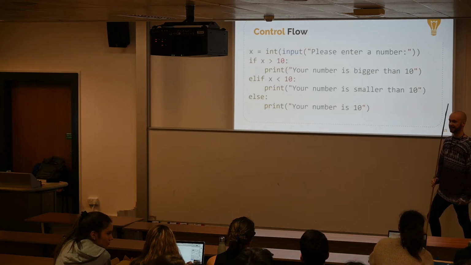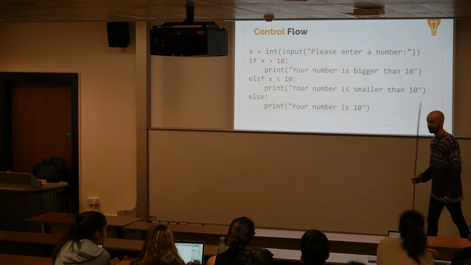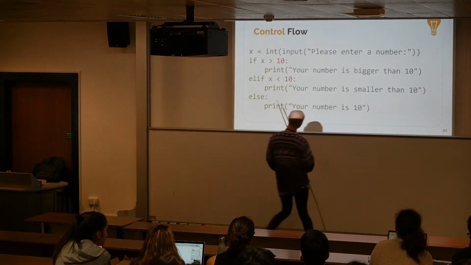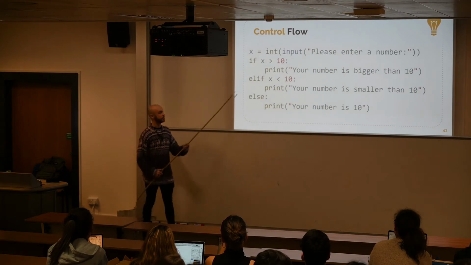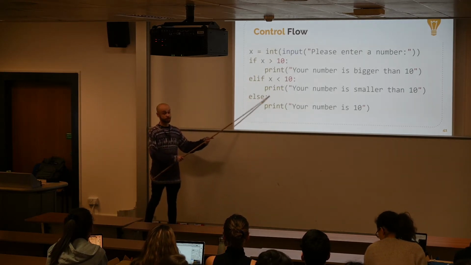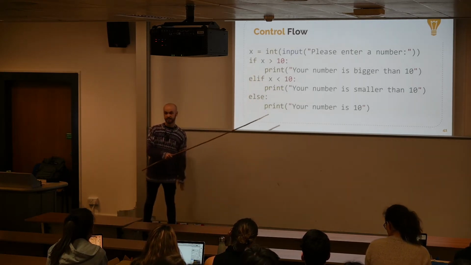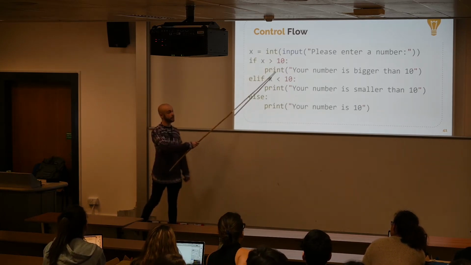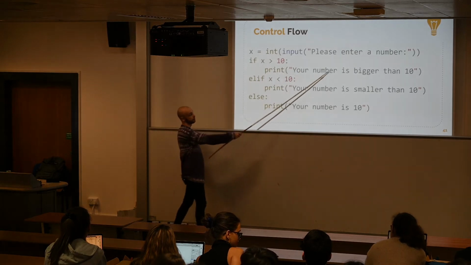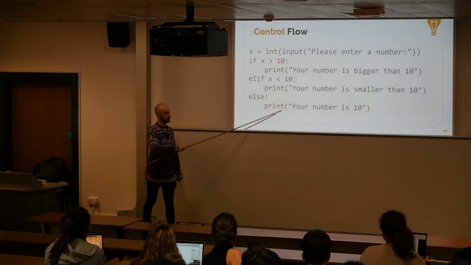Say that a bit louder, Charlie. One. Yeah. So you will only ever execute one of these indented blocks. The moment it finds that one of these conditions is true, it will skip the entire statement and go right to the end. So if it finds that x is indeed bigger than 10, it will execute this line, and it will ignore all of this and go to the bottom.